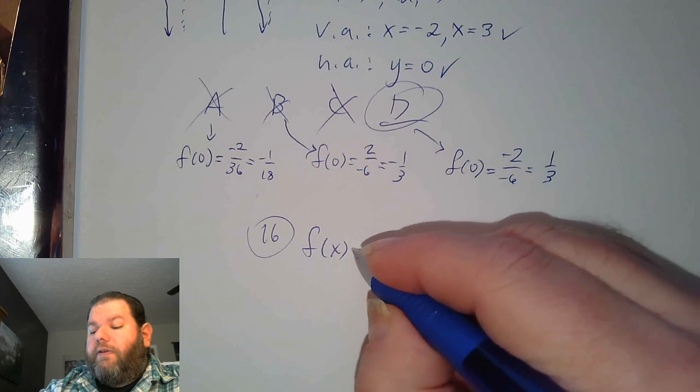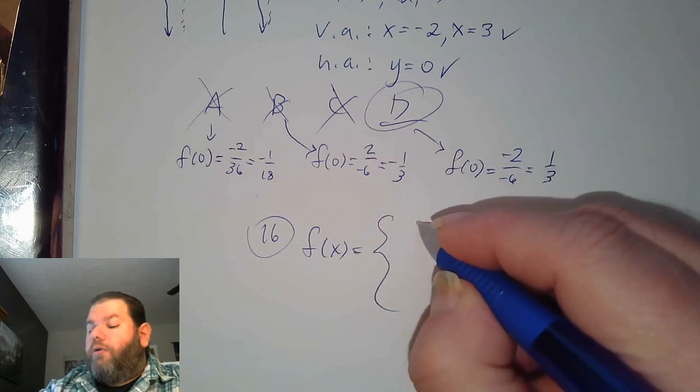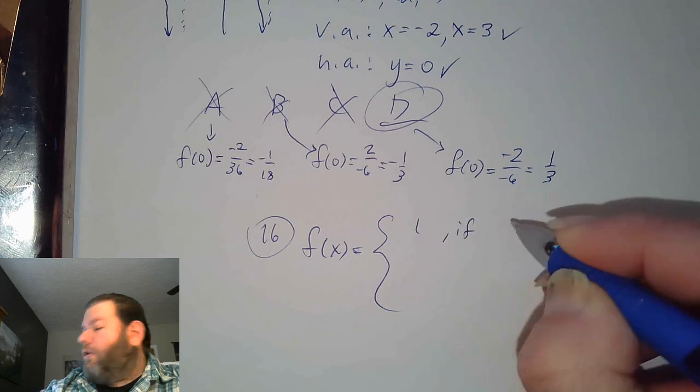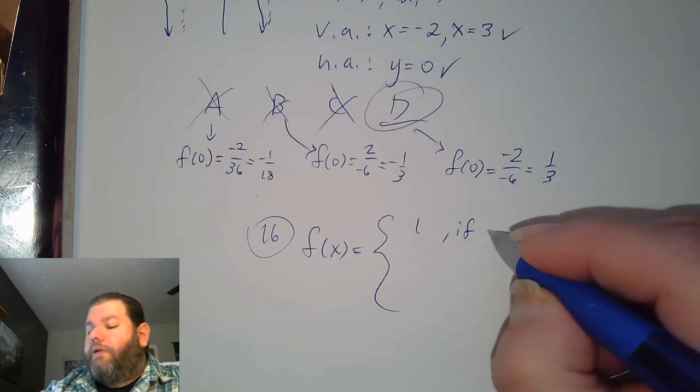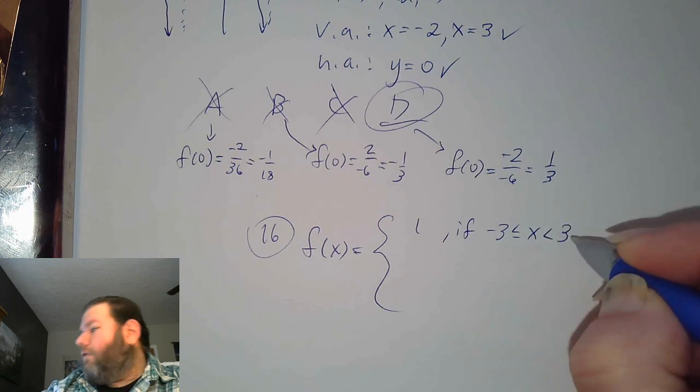f of x is equal to 1 if -3 is less than or equal to x is less than 3.